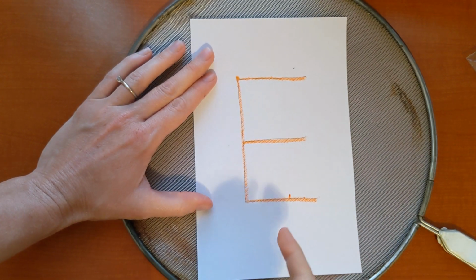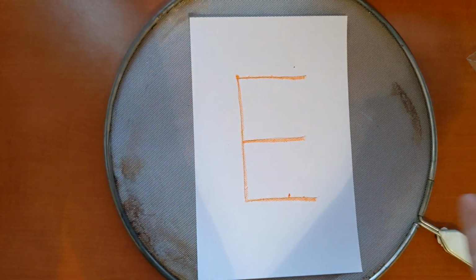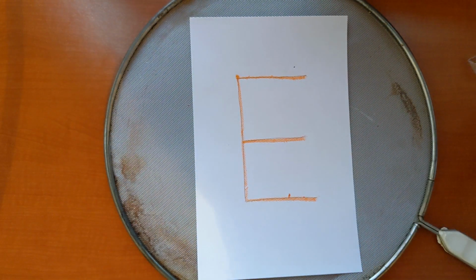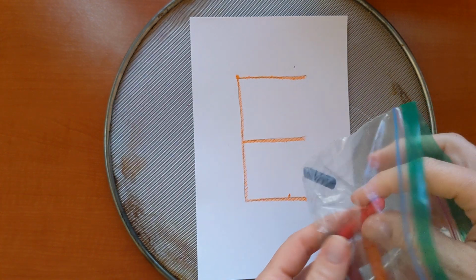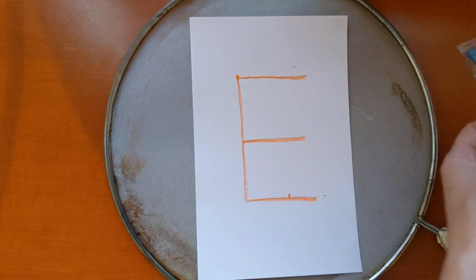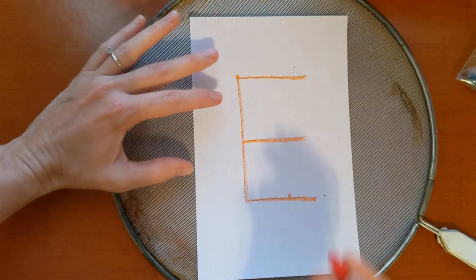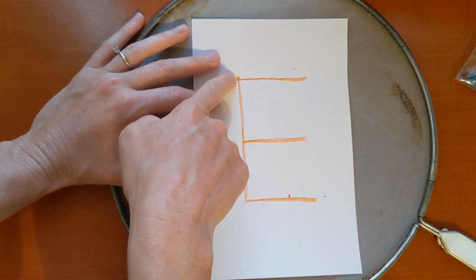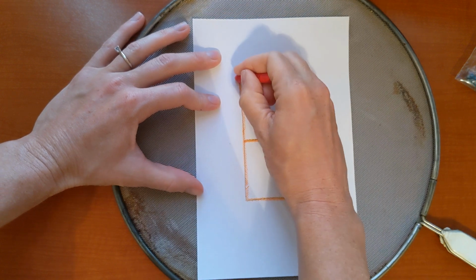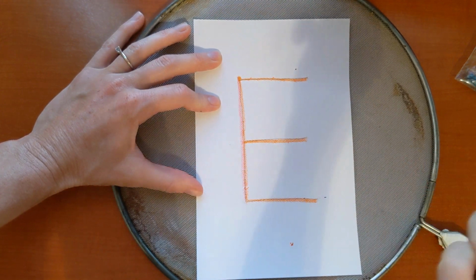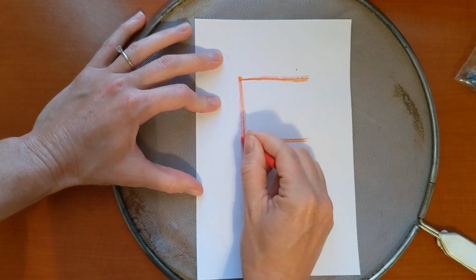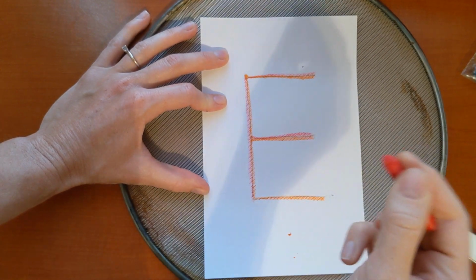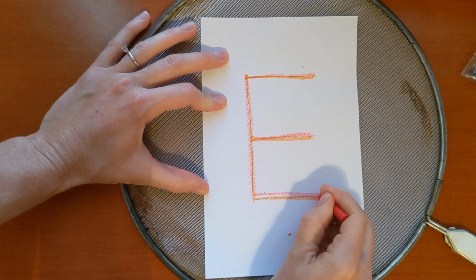Capital E. What letter did you make? Capital E. I'm gonna put my crayon back and pick a new color. What color do you have? Oh, I've got a red. Okay. Guys, ready? We always start here. Here we go. Big line down, lift, little line across, lift, little line across, lift, little line across.